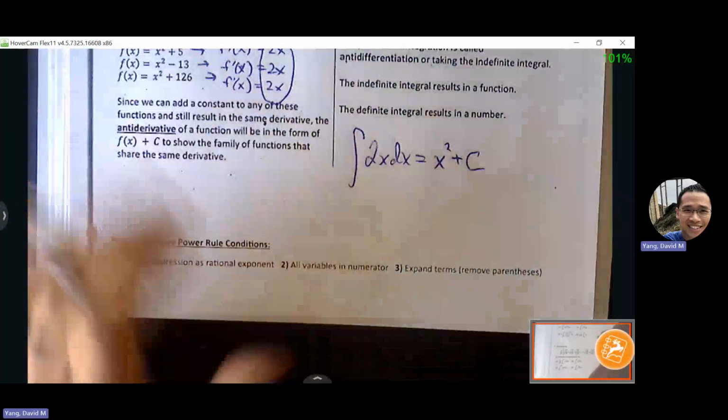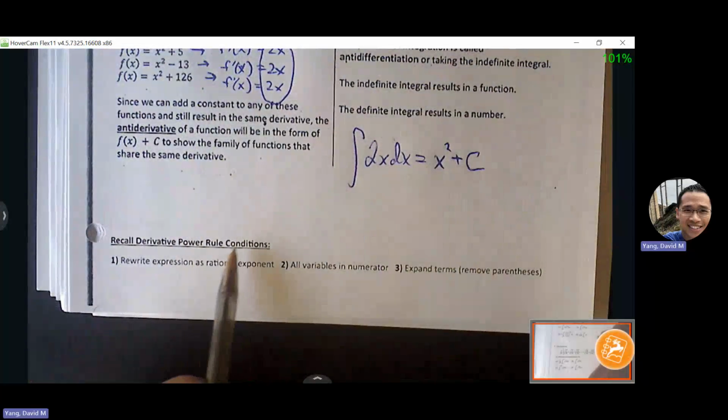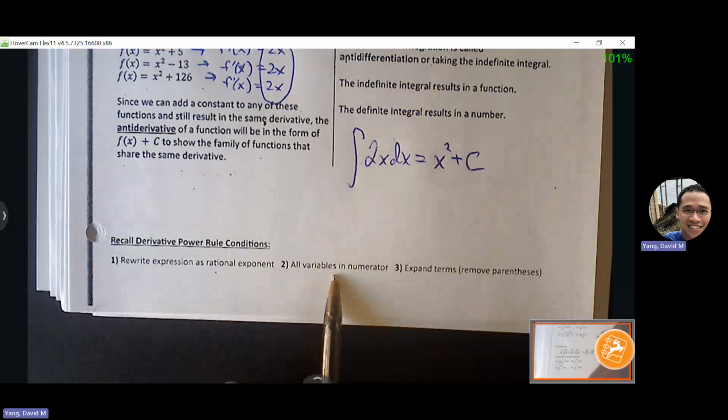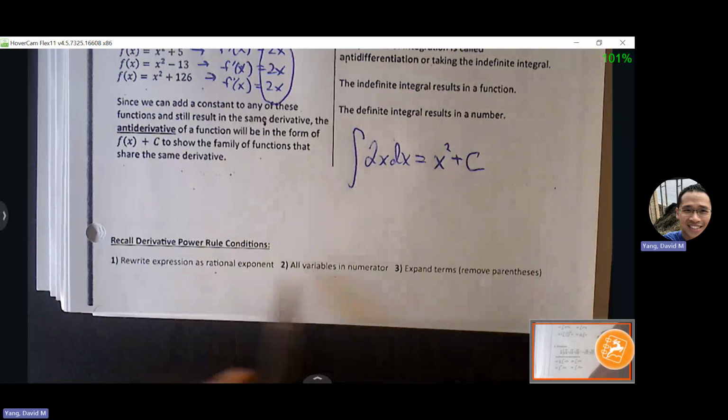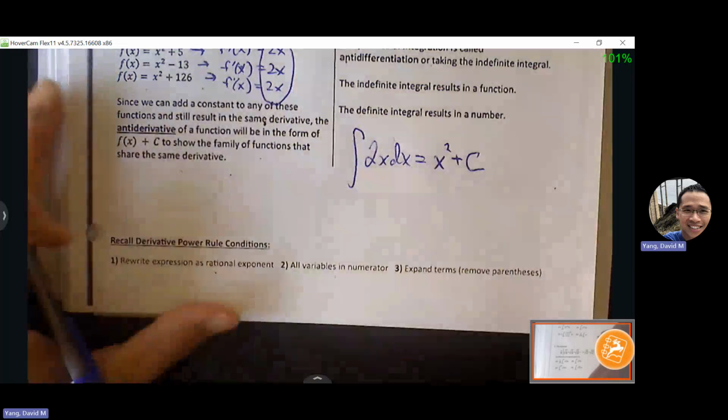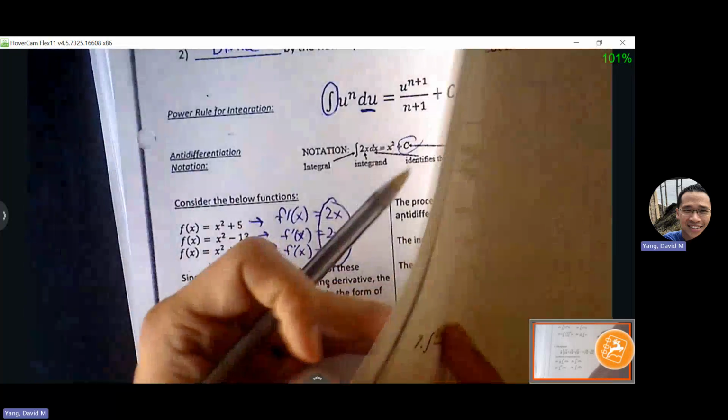So do you remember with the power rule for derivatives, we had all these conditions, like rewrite the expression as a rational exponent, make sure that your variable is in the numerator, and make sure that you expand the terms and remove parentheses before you do the power rule. The same conditions apply for the power rule for antiderivatives. We have to make sure that each of these conditions is taken care of before we apply the power rule for integrals. Okay, so let's go to the next page. Let me see if I can do a couple of examples before the bell rings.